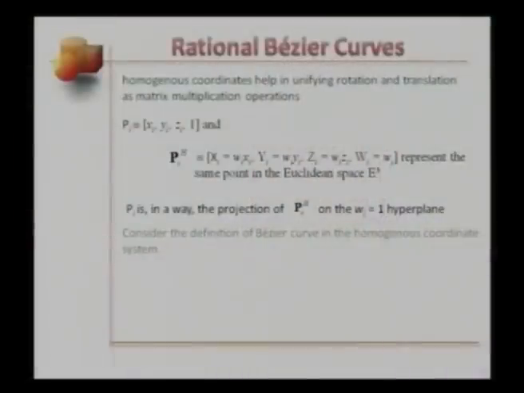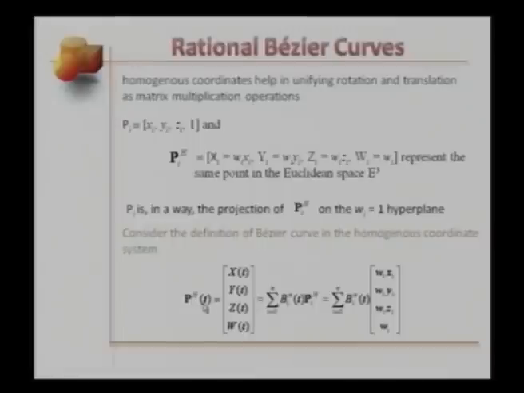Consider the definition of a Bézier segment in the homogeneous coordinate system. You have P super H as a function of parameter t with components capital X, capital Y, capital Z, and the weight or the scale here, which is also a function of t. And this is given by summation i going from 0 to n, the ith Bernstein polynomial of degree n as a function of parameter t times these design points Pi super H.